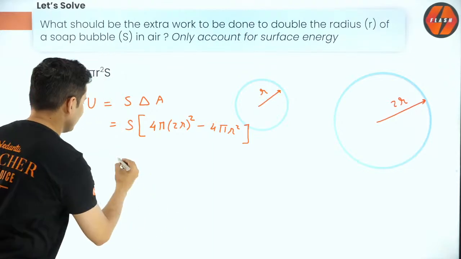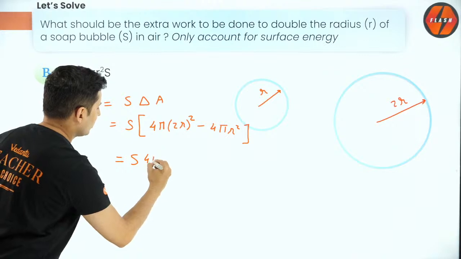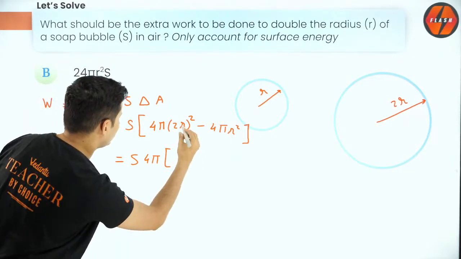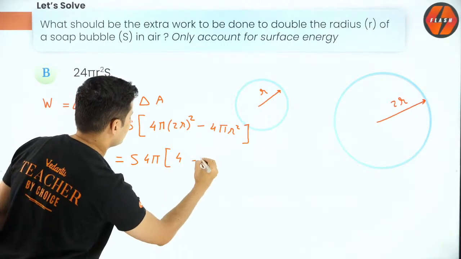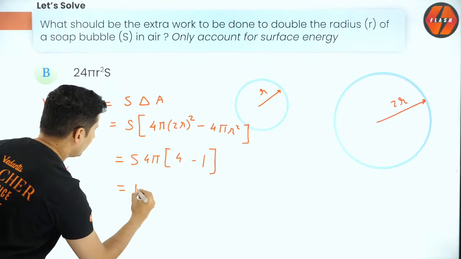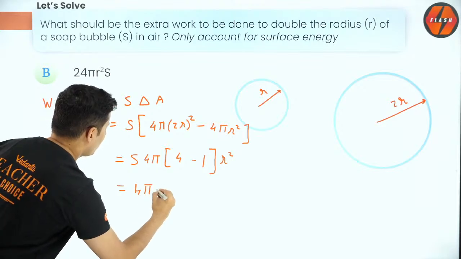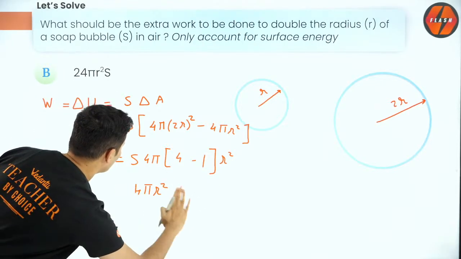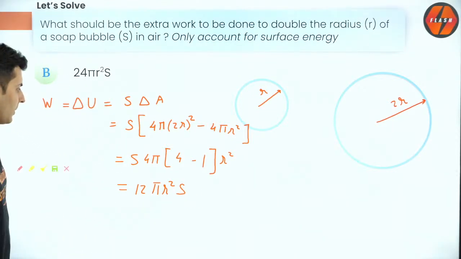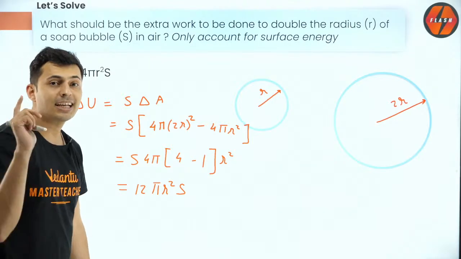I'll tell you what that mistake is. Now this will be equal to S into 4 pi, which can be taken out common, and what will remain inside? It will become 2 square, which is nothing but 4, minus just 1. So this will become 4 minus 1, which is 3. So it will become nothing but, oh, that R square is also there. Sorry. So this will become 4 pi R square into 3, which will become 12. So 12 pi R square into S. This is what one would get. Check this out. Everything has been done properly. But there is a catch.